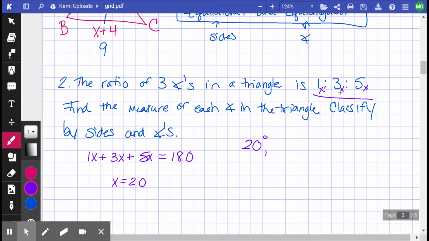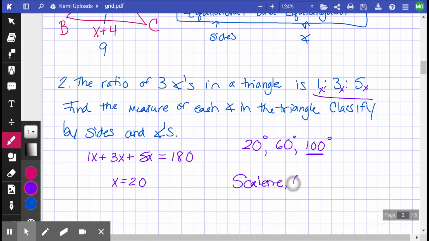And then 20 times 3 would give us 60 degrees. And 20 times 5 will be 100 degrees. So looking at these angles, 100 is bigger than 90. So that tells me I have an obtuse triangle. If all 3 angles are different, that also tells me that all 3 sides are going to be different. So to classify it by its sides, it would be scalene.